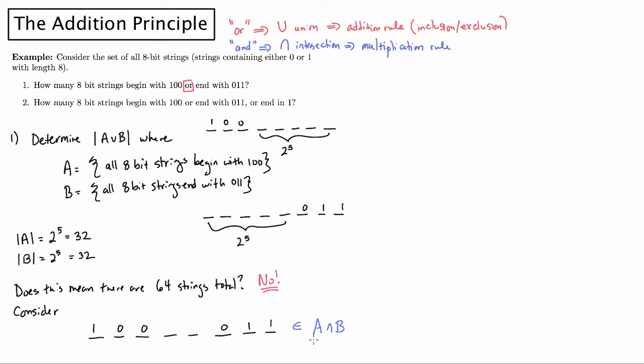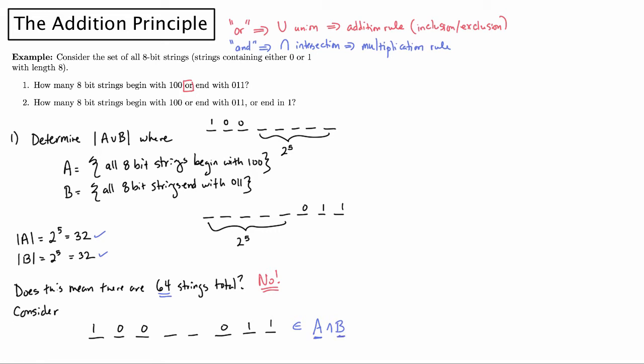Therefore, it belongs to the intersection of A and B. However, when we counted this number 64, we counted everything in A, there's 32 things in A, everything in B, and there's 32 things in B. But we can't conclude that the answer is 64 because everything that looks like this got counted when it was a part of A. It also got counted again when it was a part of B.